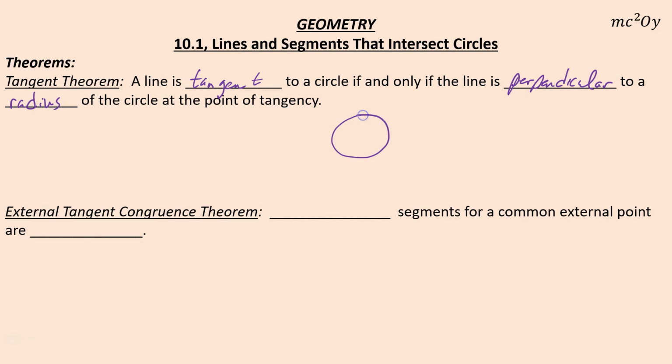So if you have a circle, you have a radius, and you have a line that appears to be tangent, we know it's only tangent if it intersects that circle at a right angle. So if we said this was A, B, and let's call this line L, AB would have to be perpendicular to line L.